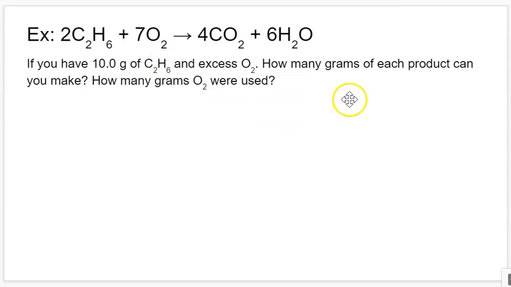So now we want to know how many grams of each product can we make? And then also, how many grams of the oxygen were used? We know the oxygen is in excess, but if we wanted to, we can actually calculate how many grams of oxygen reacted, even though we don't know it based off of the starting values.